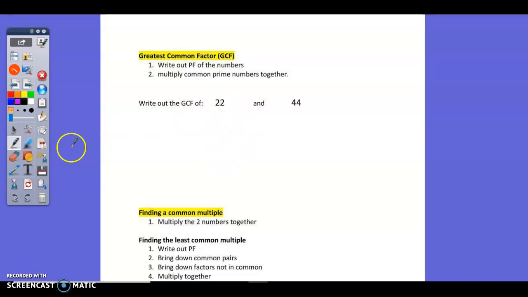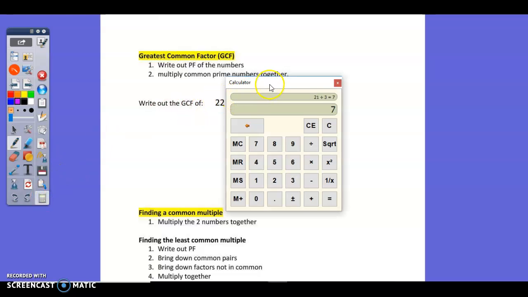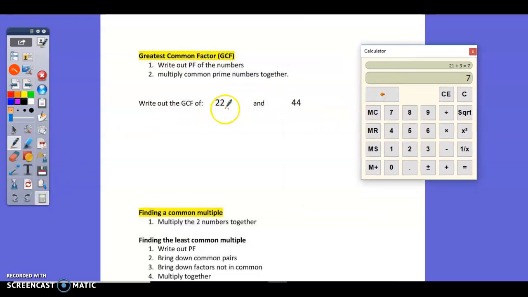So I'm going to work on the prime factorization of 22 and 44. So when I do 22, that's even, so I know I can divide it by 2. 22 divided by 2 gives me 11. So 22, the prime factorization is 2 and 11 because we know that 11 is also a prime number.